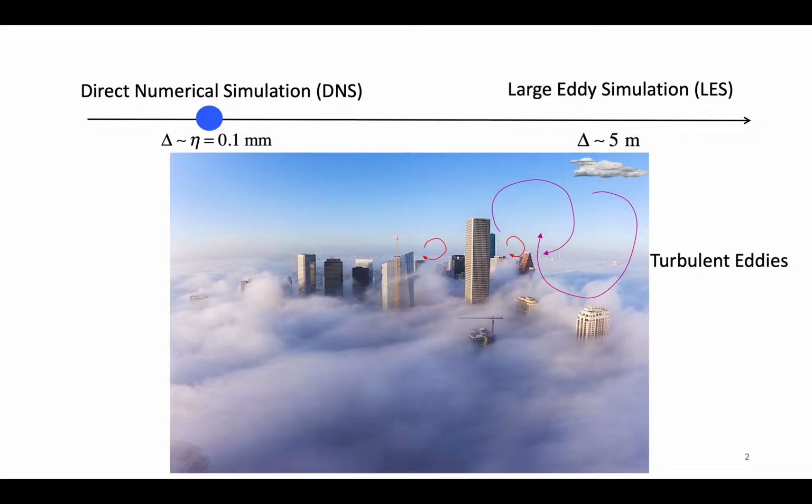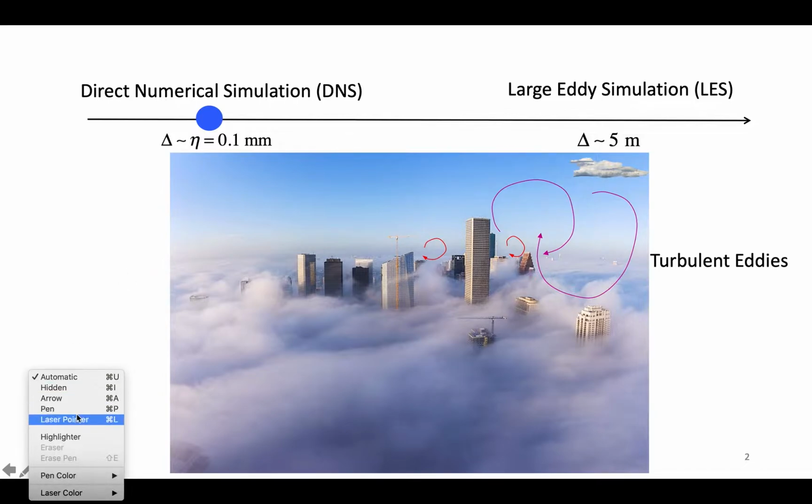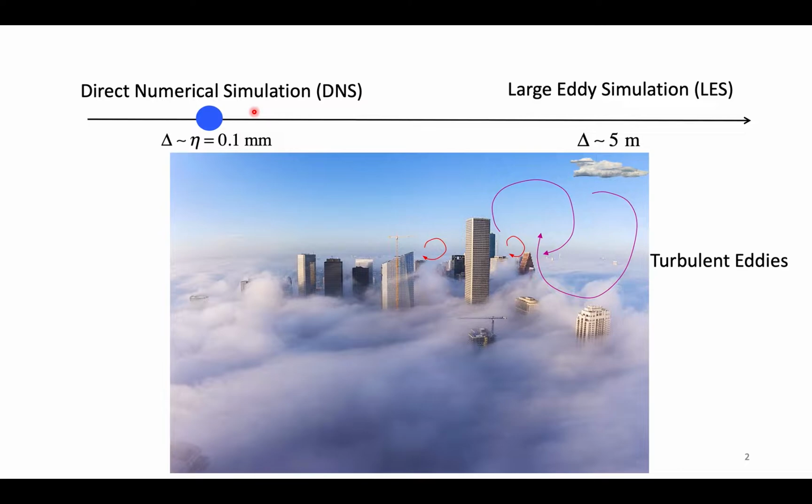So the first and simplest approach is called direct numerical simulation. In direct numerical simulation, what we do is resolve all the turbulent eddies in a flow. So imagine we want to solve, say, the flow of the wind or the atmospheric boundary layer around these kind of buildings in a city. As you see, the flow is highly turbulent and we have fluid structure interactions, especially near the buildings.